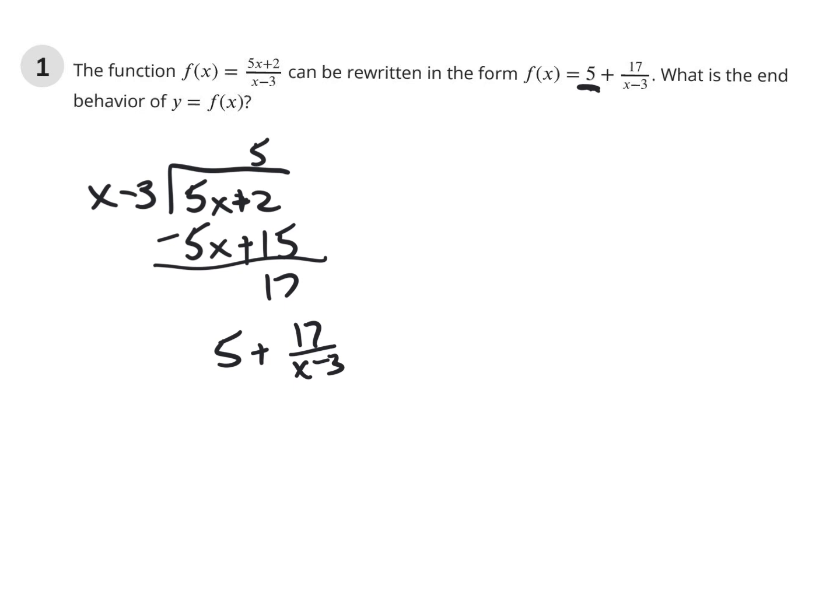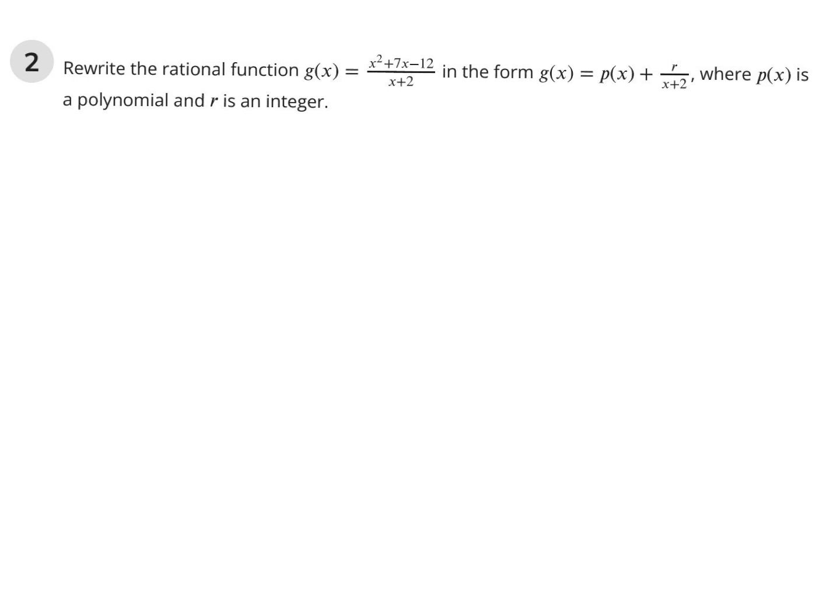Now, you can graph these and see what they look like. You will not see the dotted lines on the graph. So the end behavior is y approaches 5. Okay, let's look at problem number 2.